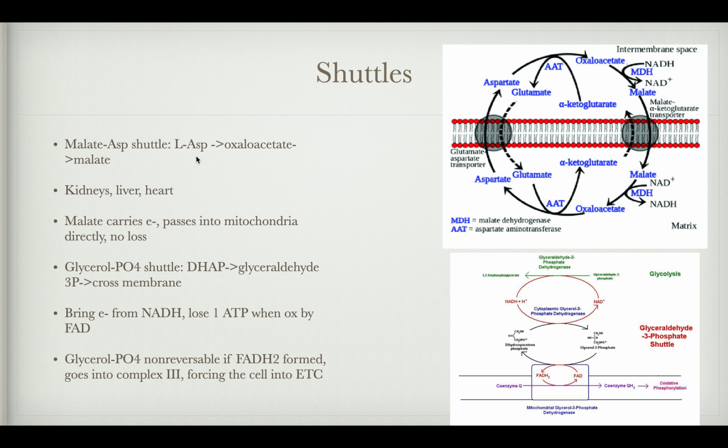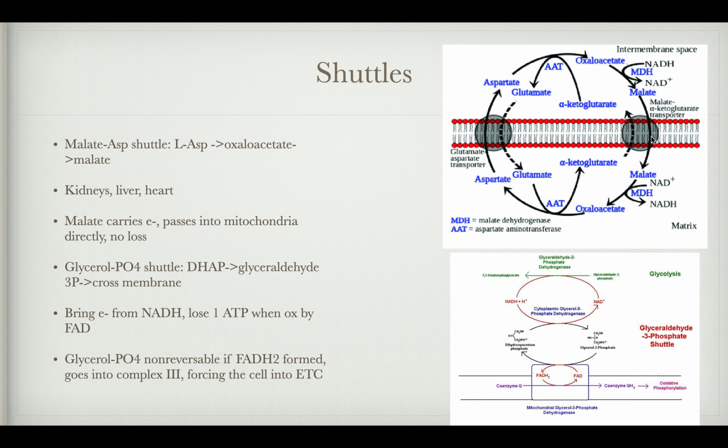That's where L-aspartate is going to be deaminated into oxaloacetate using some transferase, and then from there it's going to be reduced into malate, and NADH is going to be oxidized. So malate is important because malate can be transported directly into the inner mitochondrial space without sacrificing an ATP, because of the malate alpha-ketoglutarate transporter.